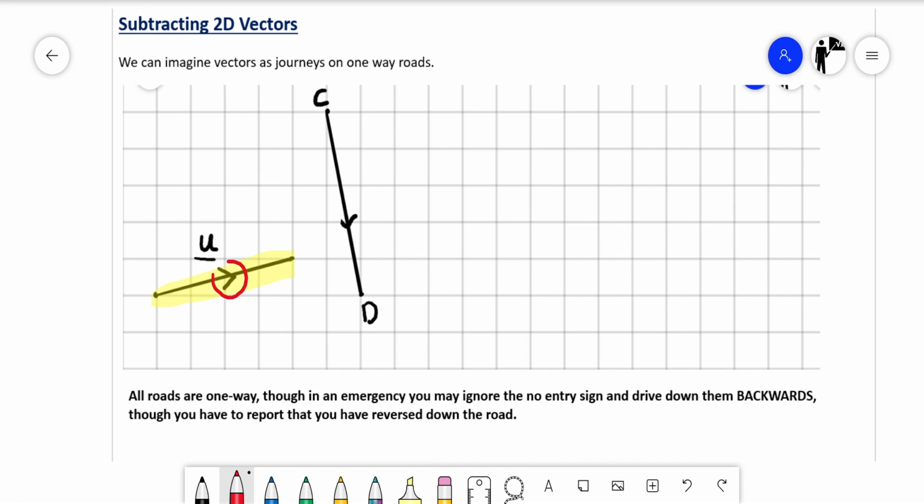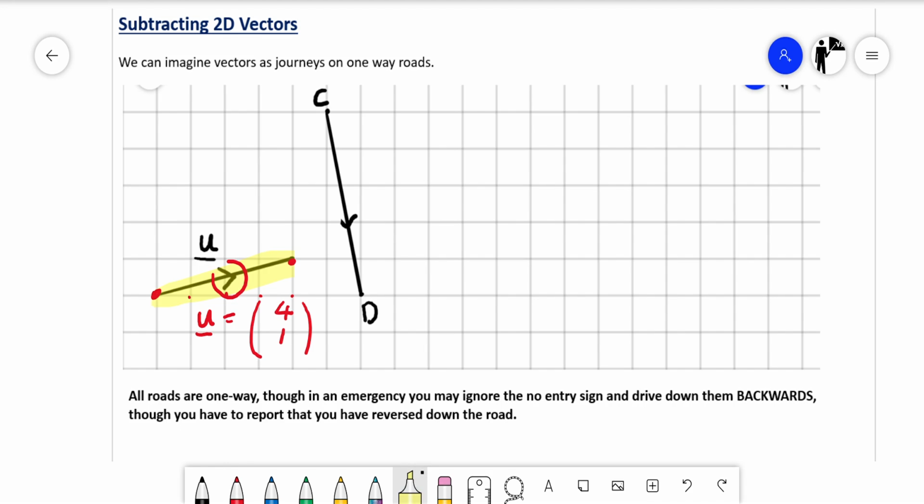Before we get going, we can just write down what the components of u are. The journey started here and finished here, so we can write this in component form. I went along 1, 2, 3, 4, and then I went up 1. So the components of the vector u are 4, 1.